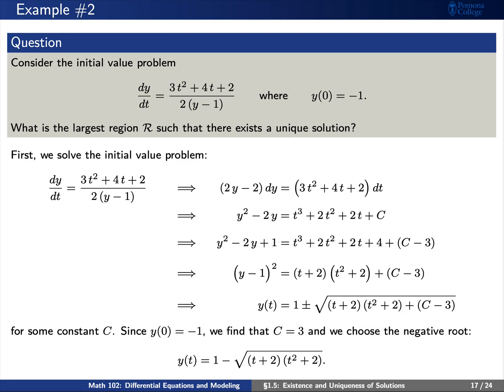We can determine the constant by using the fact that y of 0 equals minus 1. This forces the constant c to equal 3, and it also forces us to choose the negative square root that you see on your screen. Therefore, the unique solution to the initial value problem is y of t equals 1 minus the square root of t plus 2 times t squared plus 2.